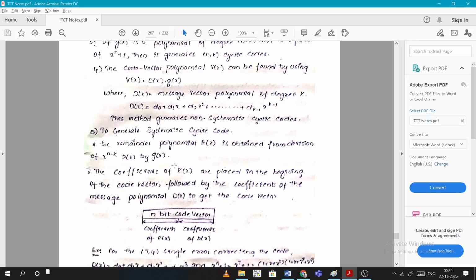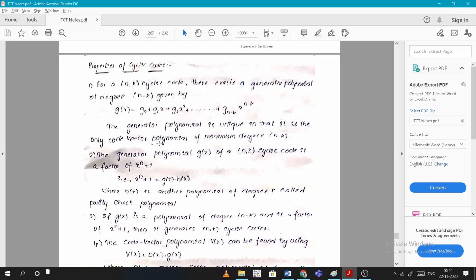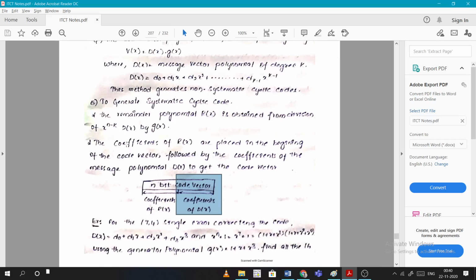Basically, the difference between systematic and non-systematic is that in a systematic cyclic code, we can identify the data message in the code word itself. Here in systematic, we are placing the redundant bits in front of the data. This is d of x, and the redundant bits are placed in front of it directly, so they are placed separately. All the data bits will be in one place and all the redundant bits in another. In the non-systematic code, everything is intermixed, so that's why it's not systematic.